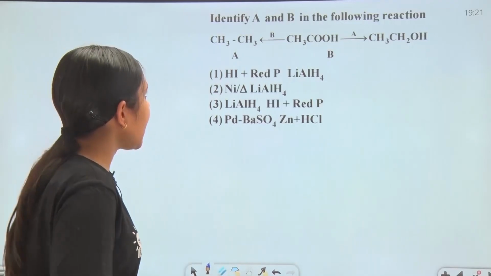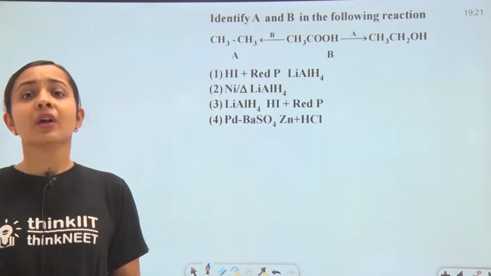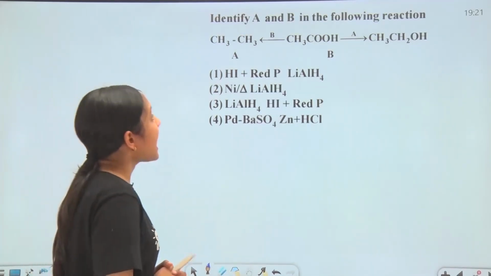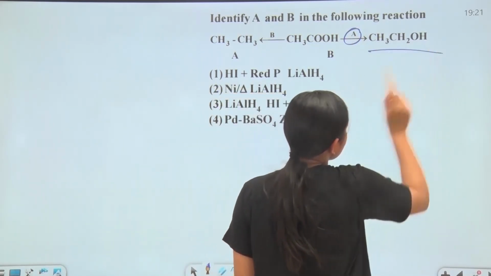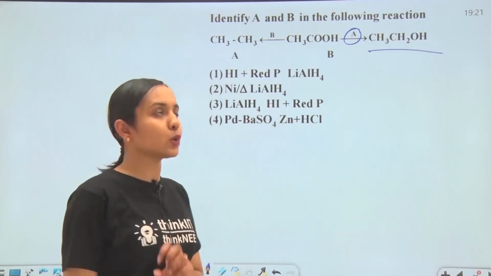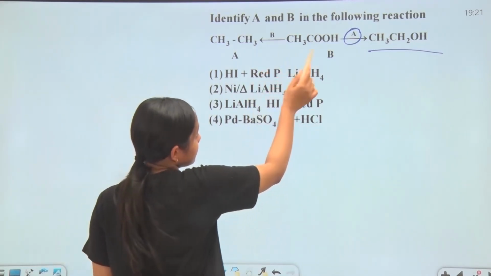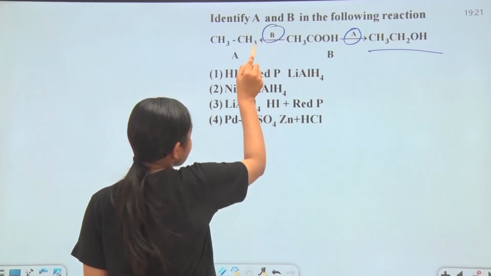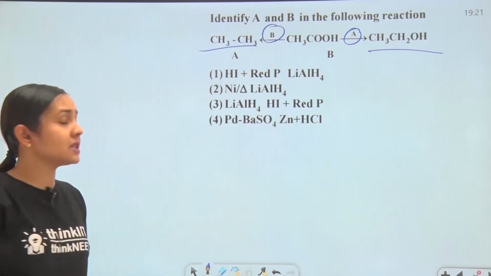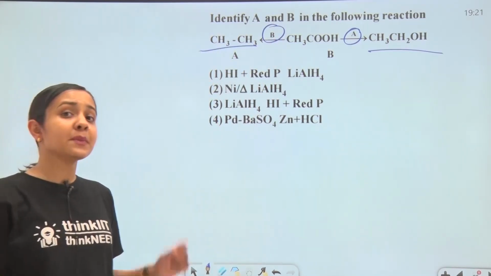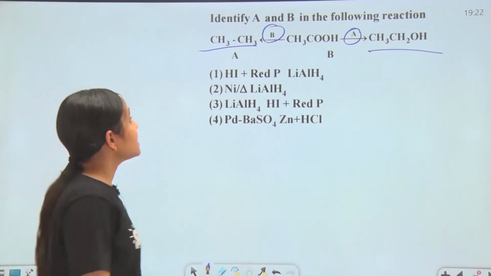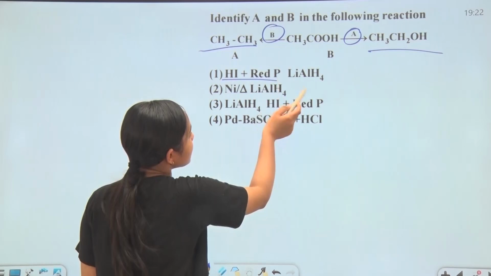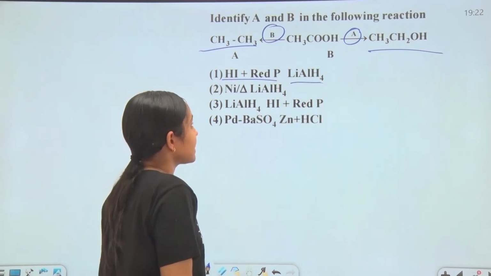Identify A and B in the following reaction. First one is acetic acid, and this acetic acid will react with the A reagent and we will obtain CH3CH2OH, that means alcohol. And acetic acid reacts with the B reagent and we will get ethane, CH3CH3. That means acetic acid is completely converted into the alkane, right? First one is HI plus red phosphorus and lithium aluminum hydride, right?